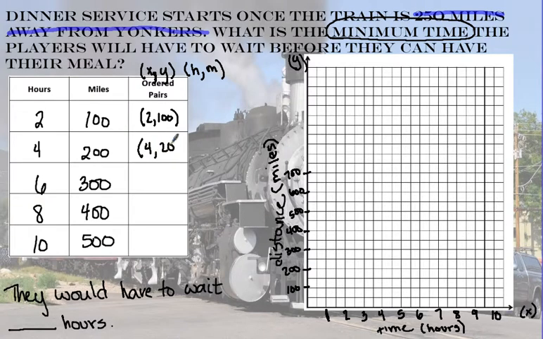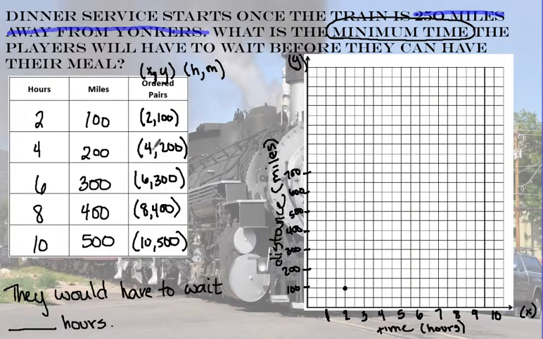All right, so you should have (4, 200), (6, 300), (8, 400), and (10, 500). So now what we do is we use the ordered pairs to plot points on the coordinate plane. So I look for (2, 100). 2 is my x, so I go over to 2, and I go up to 100, and I plot my point.